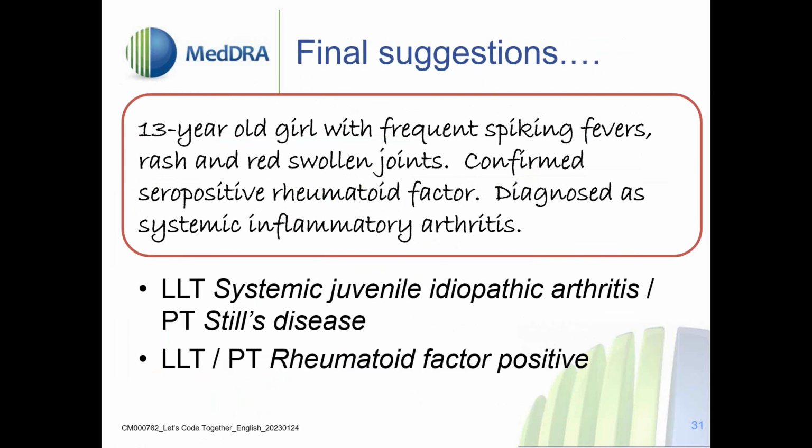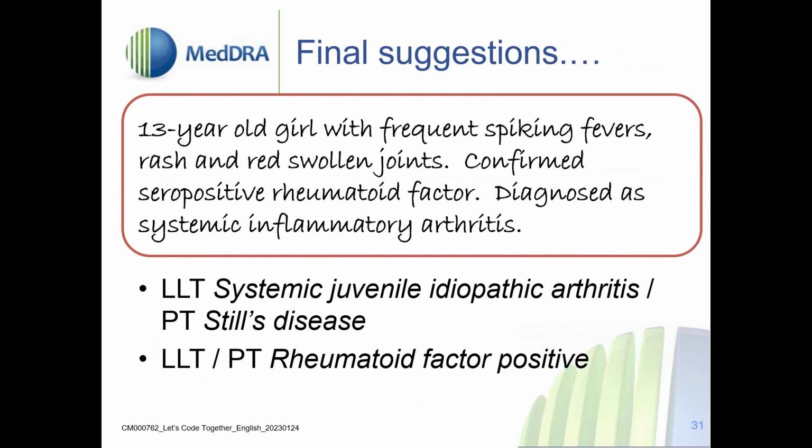So here are our final suggestions for the code assignment. We would code to LLT systemic juvenile idiopathic arthritis under PT Still's disease, capturing the age group, the systemic nature of the disease, and the main symptom, the arthritis. Systemic juvenile idiopathic arthritis and systemic onset juvenile idiopathic arthritis are used synonymously in literature, but we keep our coding as close to the verbatim as possible.